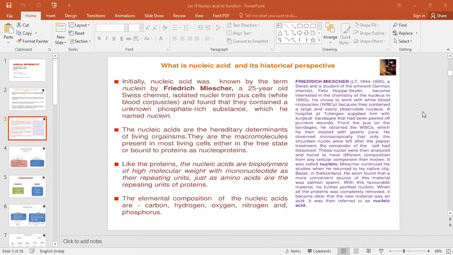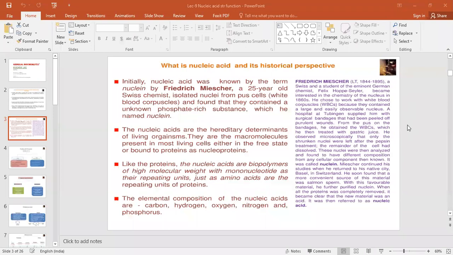Same as the protein, the nucleic acids are also biopolymers, with high molecular weight, made up of small units of mononucleotide as the repeating units. Just as with amino acids, protein is a biopolymer which is made up of a long chain of amino acids. So amino acids are the monomeric unit of the protein. The same way, the mononucleotide or the nucleotide is the monomeric unit of this biopolymer nucleic acid.